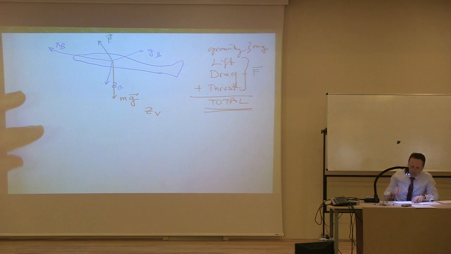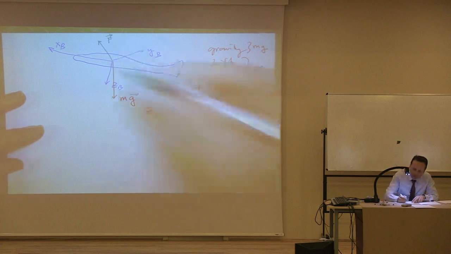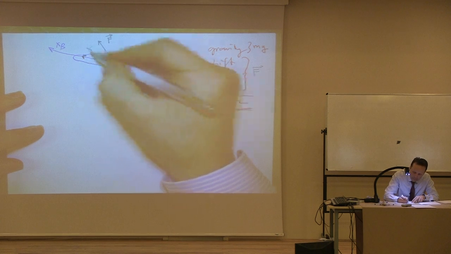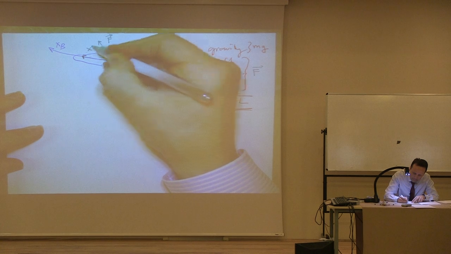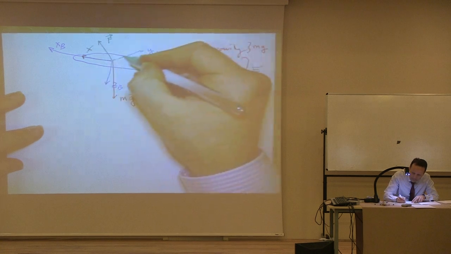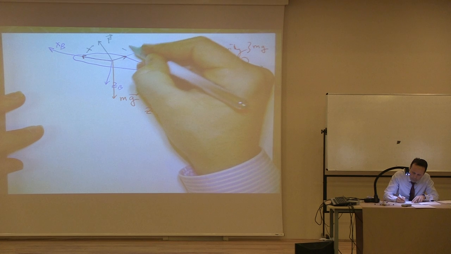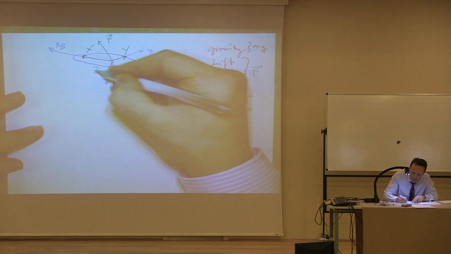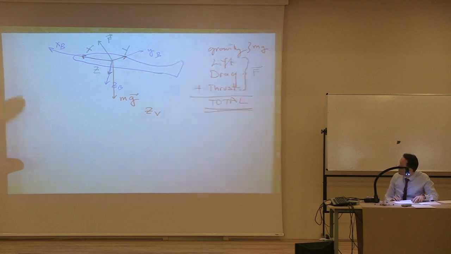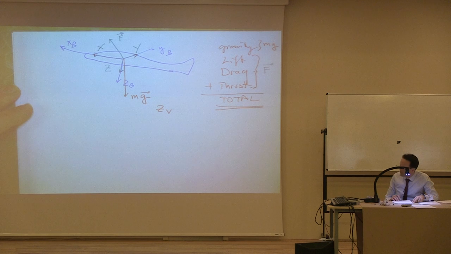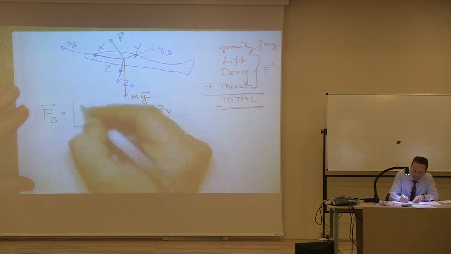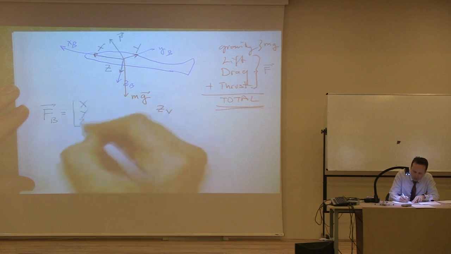So what I'm going to do is decompose F into its components. So it will be like that. And I will call this X, a big X. And it might have a component over here, let's call it big Y. And I have a component over here, and I call this big Z. Okay? So F, written in the body axis system, will be written X, Y, and Z.